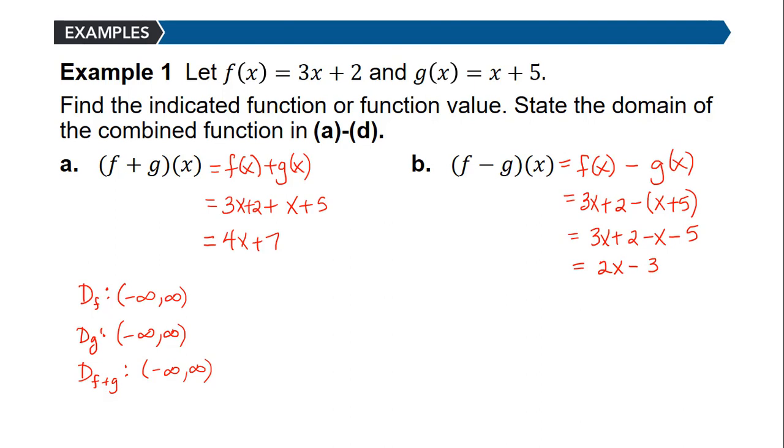Now again, because the difference of functions has the domain of the intersection of the domain of f and the domain of g, it turns out that the domain of f minus g is also negative infinity to infinity.